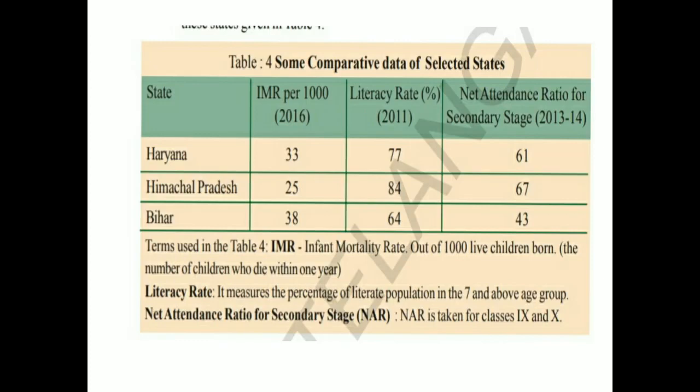In the previous video, we discussed the three criteria, how the World Bank has used per capita income for classifying countries: developed country, developing country, underdeveloped country. In the same way here, developed state, developing state, and underdeveloped state.